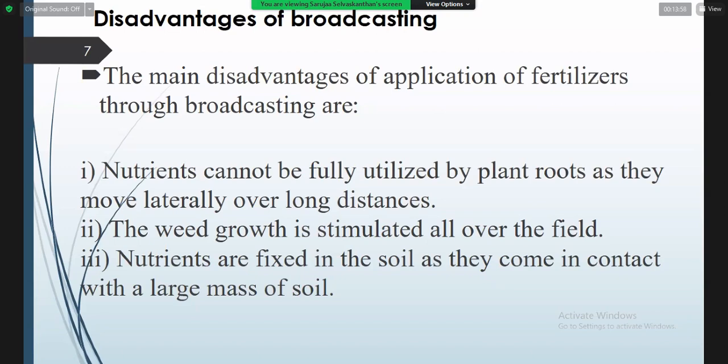That is one disadvantage. The second one is that weed growth is stimulated all over the field. The third one is that nutrients are fixed in the soil as they come in contact with a large mass of soil. These are the disadvantages of the broadcasting method.